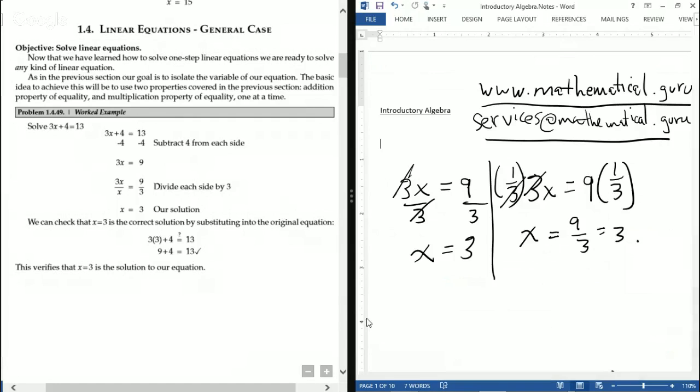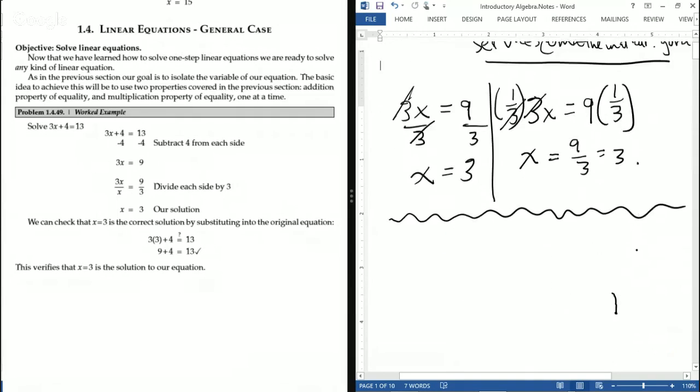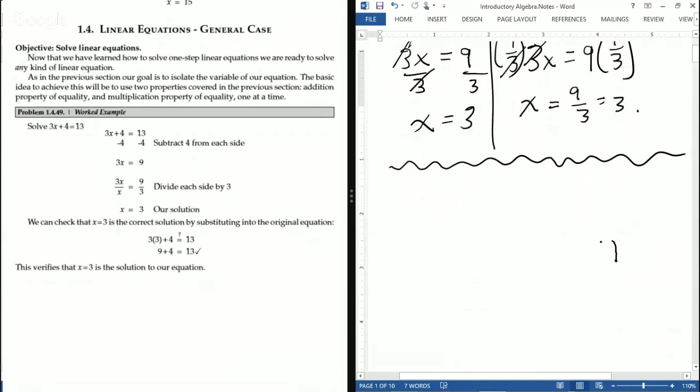So you should be very comfortable with, again, operating on fractions because we're actually going to be working on fractions an awful lot. So you have to be very comfortable with this.